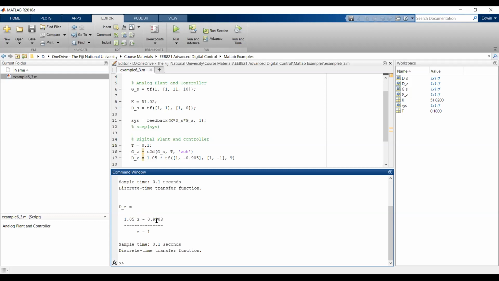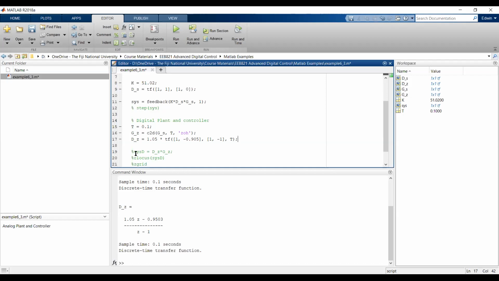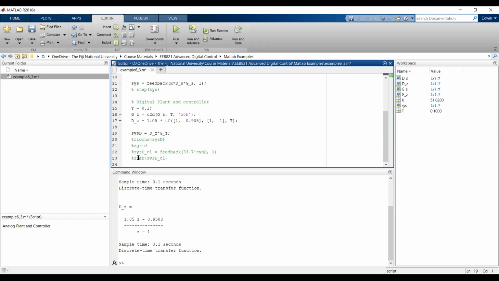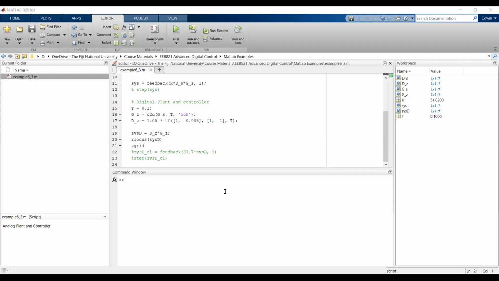And then my controller transfer function is 1.05 Z minus 0.9503 divided by Z minus 1. So this is again the same as what I got in my notes. Let me comment this. Now we got our plant transfer function and controller transfer function in Z. So let's create an open loop system, Dz times Gz, and let's look at the root locus and overlay the Z grid over the root locus. So save and run. Okay, so this is what I get. Let me maximize this.